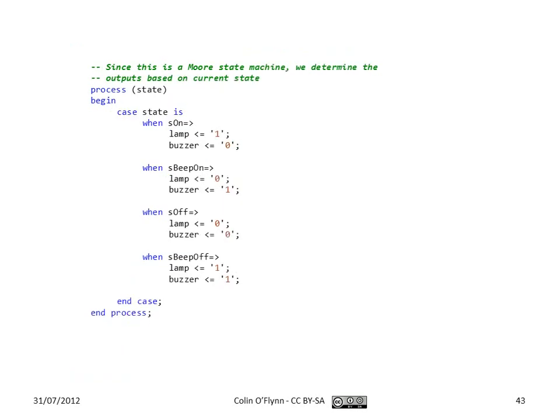The output logic, because it's a Moore, is based solely on the current state alone. When we're in a certain state, we assign the output variables based on that. In the on state, lamp is 1 and we don't buzz. In the beep on, we buzz. And the same with the beep off, we buzz.